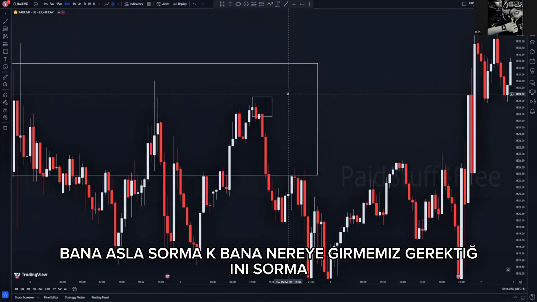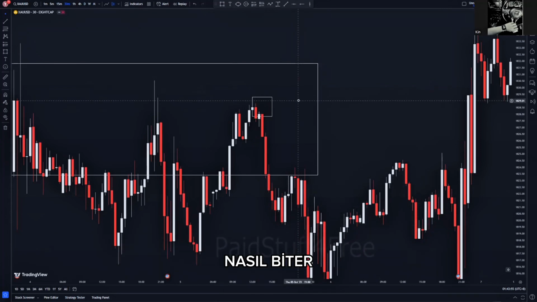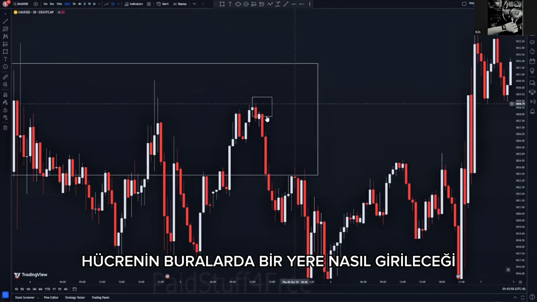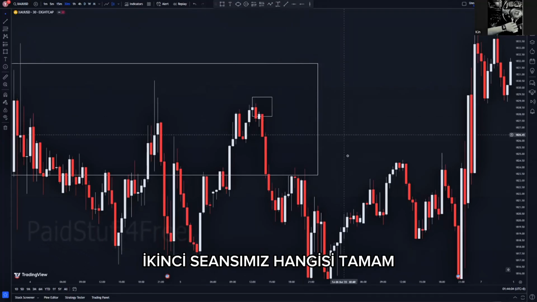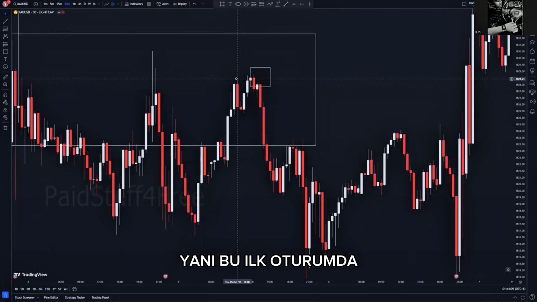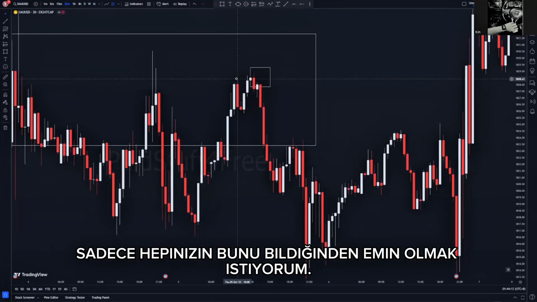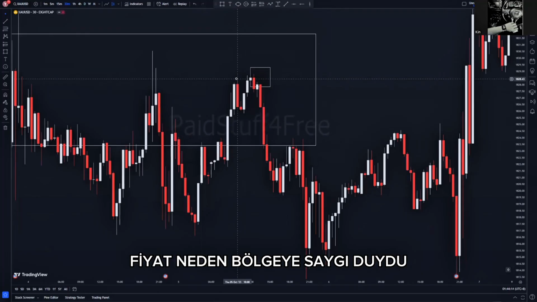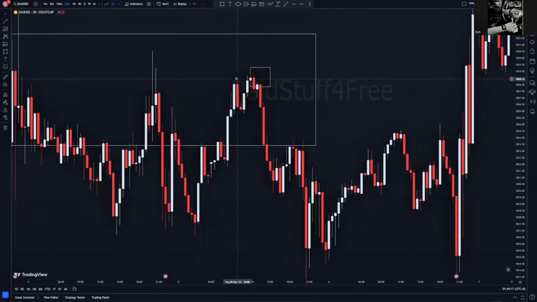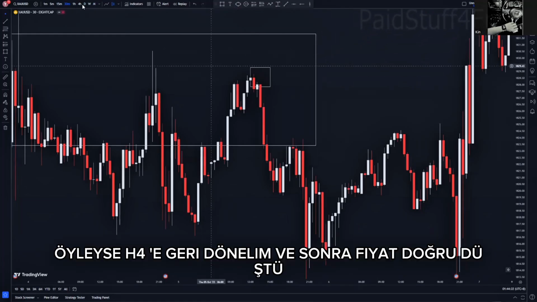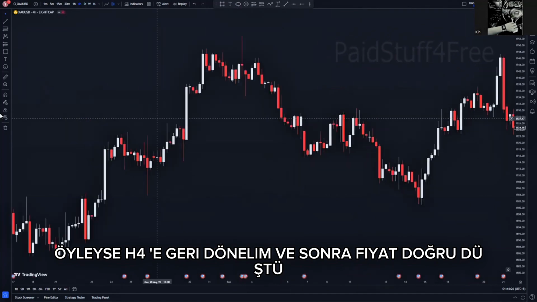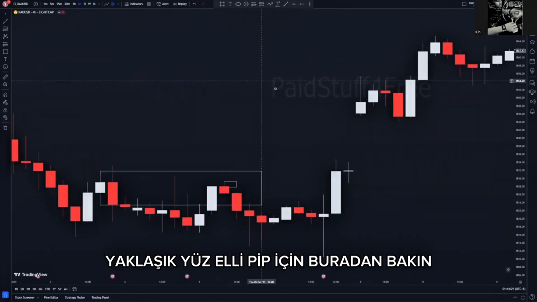So right now, don't ask me where should we enter, or how to enter the sell somewhere around here, because all of those questions will be answered in our next session. It's our second session. In this first session, I just want to make sure that you all know why the price respected the zone, why the price didn't respect the zone, and what to do with the H4 and what to do with the M30 and so on. So let's look back at the H4, and then the price went down, about 150 pips.